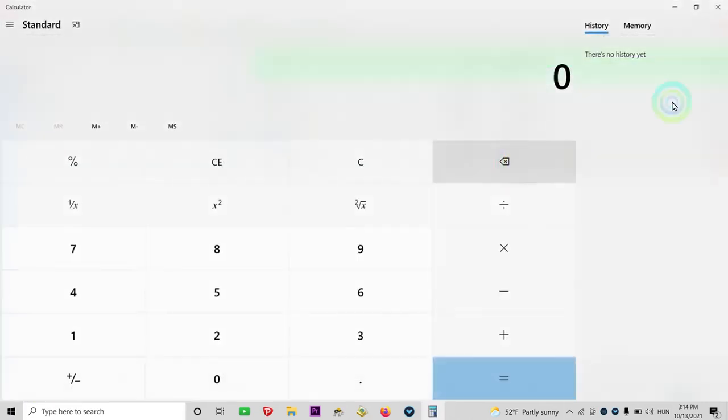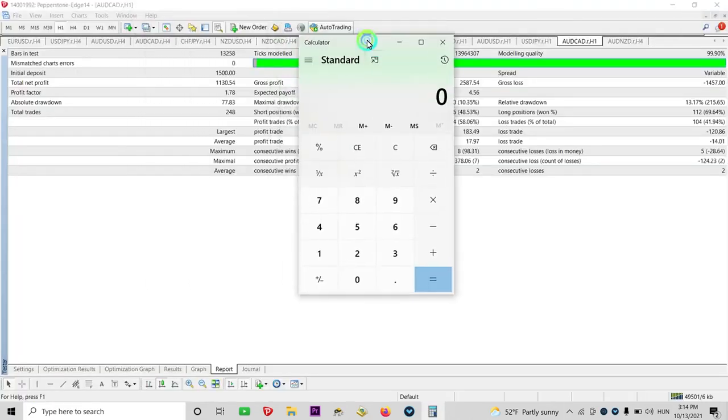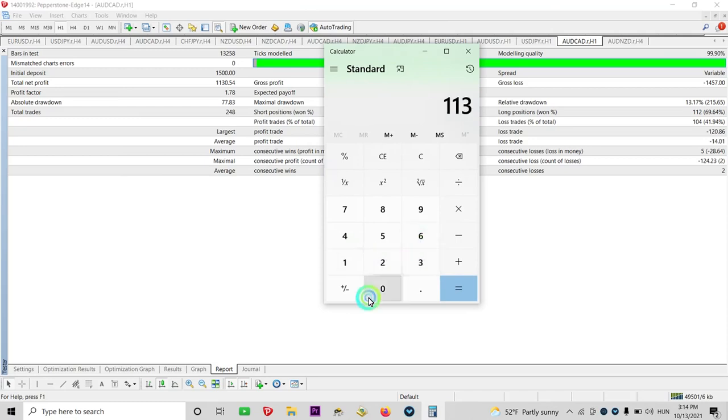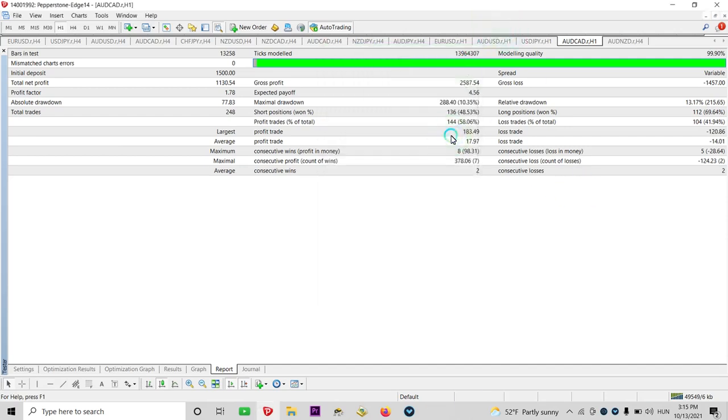Let's see how much the gain is. Yeah, so it is pretty good. We have a 75% gain approximately. Our biggest profit trade is bigger than our biggest loss trade. That is good. Our average profit trade is bigger than our average loss trade. That is also good.